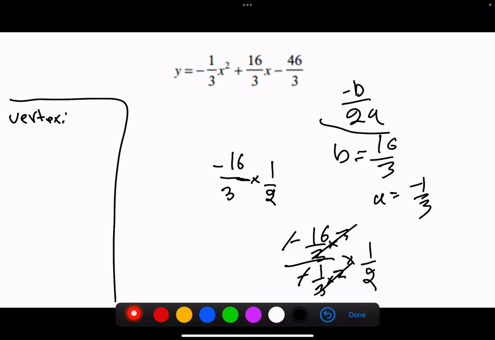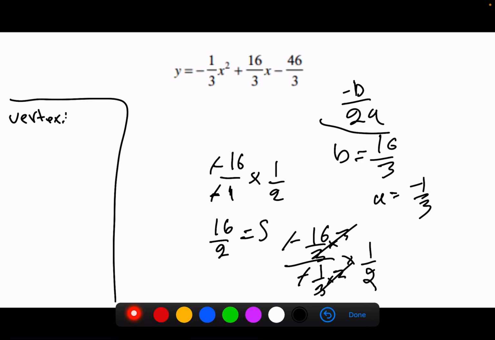Sorry, negative 16 over 1, not over 3. Negative 16 over negative 1 times 1/2. As I said before, the negatives are cancelled out. So this is the same thing as 16 over 2, which is equal to 8. So that's the x coordinate of our vertex.